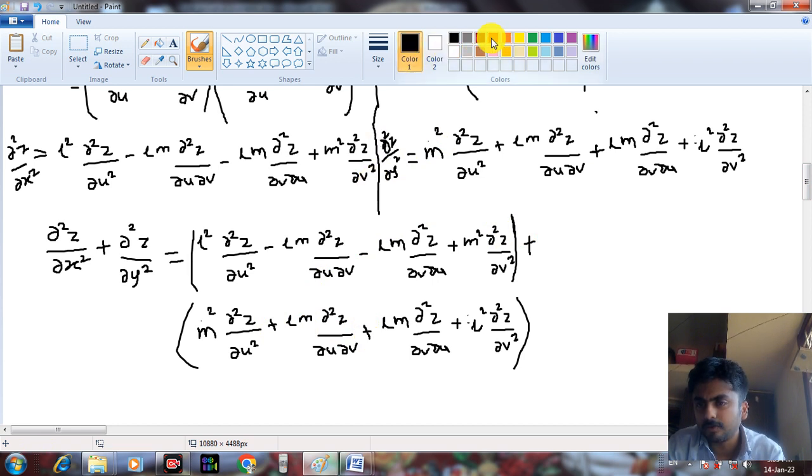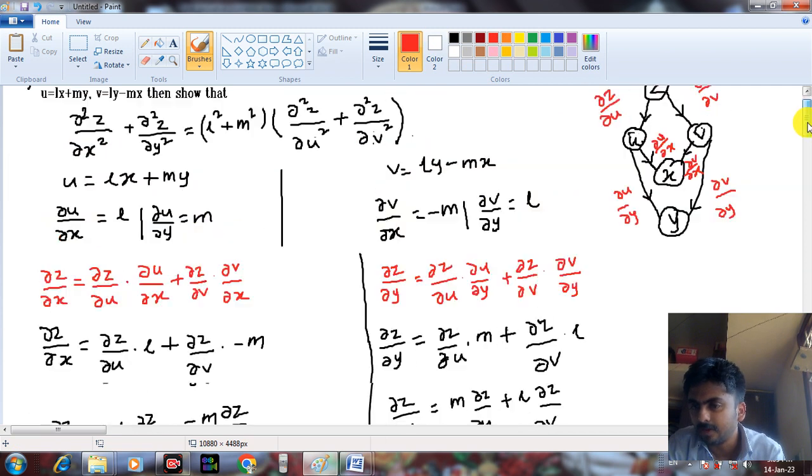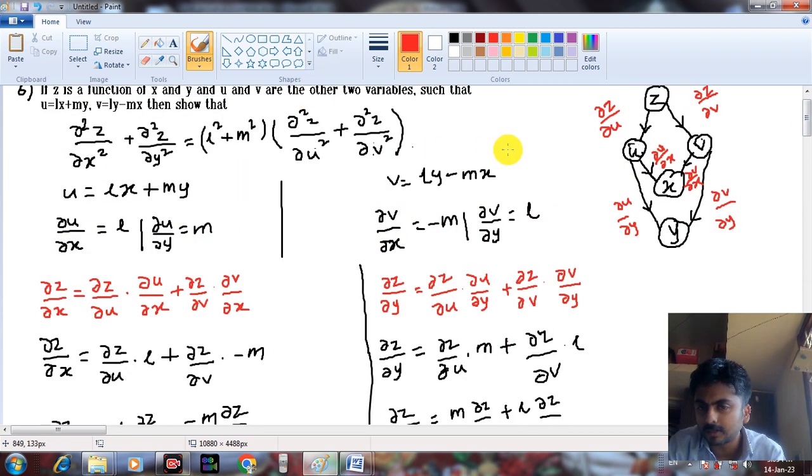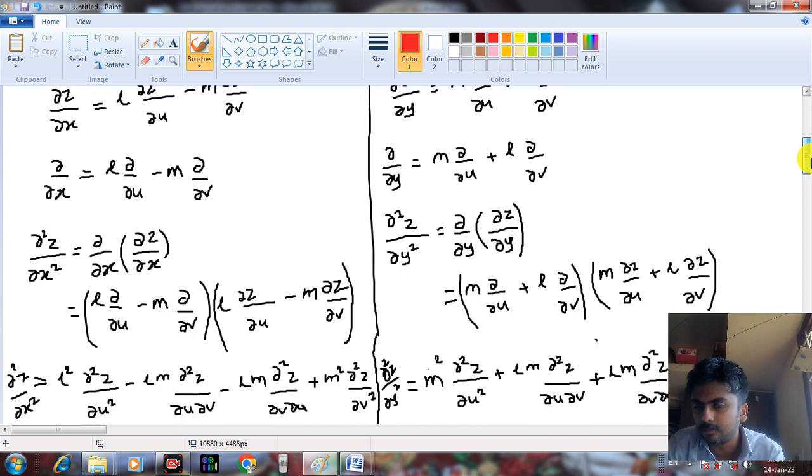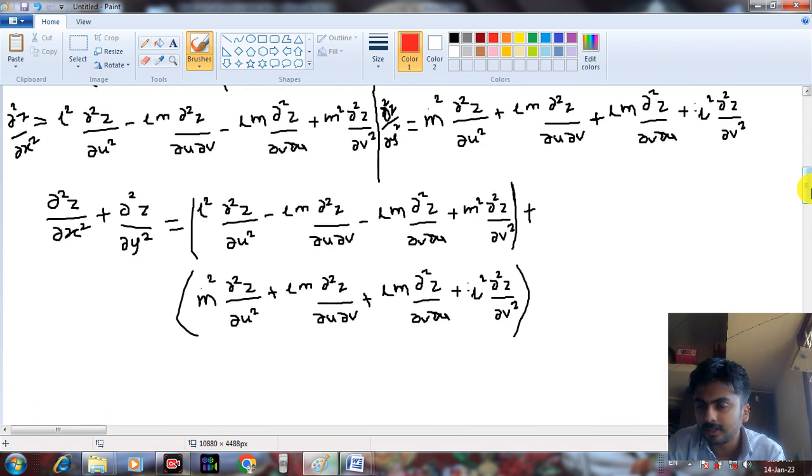So how did I find this mistake? Because I have to cancel these two terms, because in the result we have only L square plus M square terms, not LM terms. That is the basic knowledge that we should have. Committing mistakes is not a crime, but we have to rectify the mistakes when we come to know.